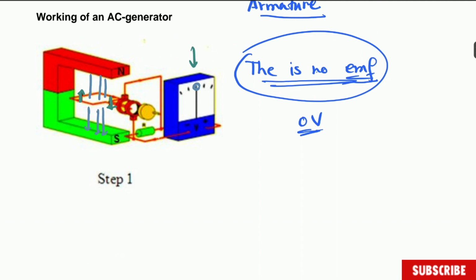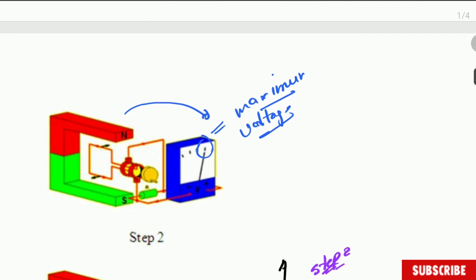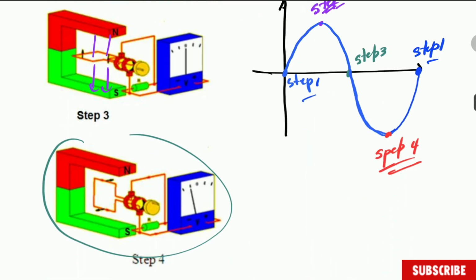When it's in that position, look at the position of the coil relative to the magnet. When it is in that position, the EMF is 0. When it is in this specific position, as you can see, parallel to the magnet, then the potential difference is going to be at a maximum, and it's very, very important, guys.